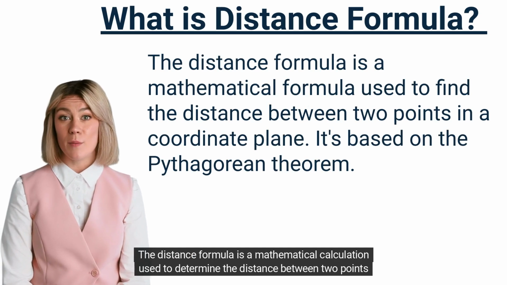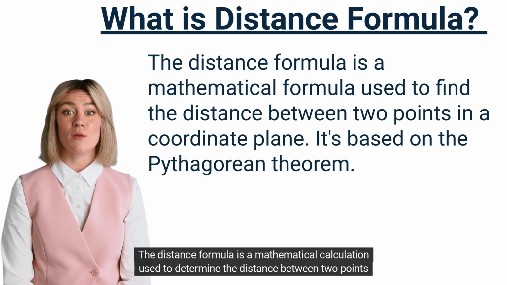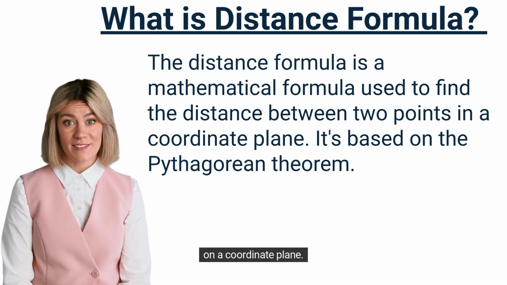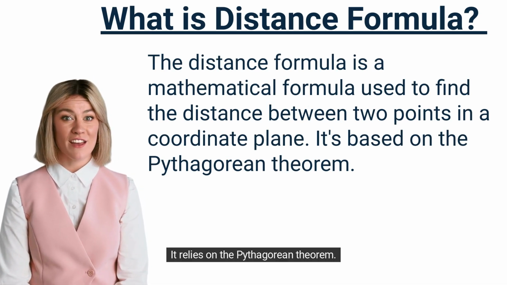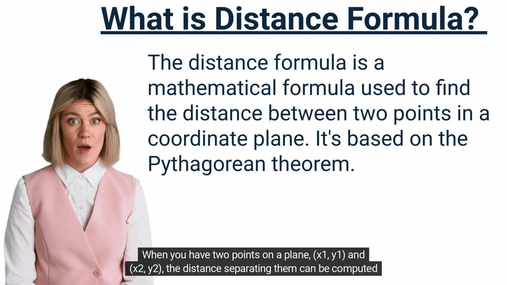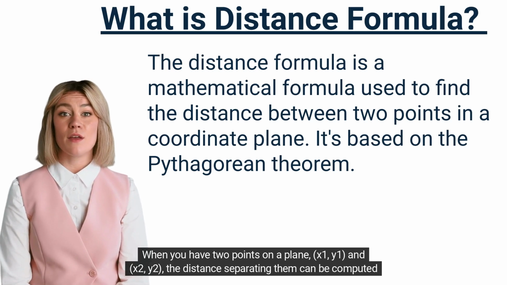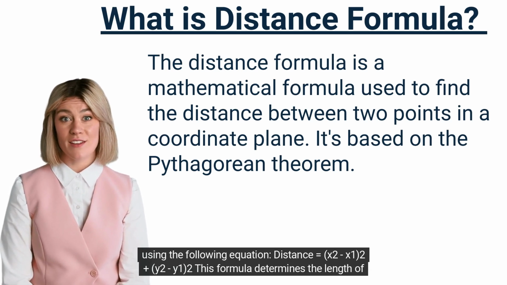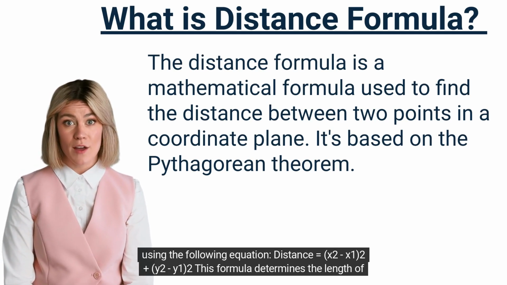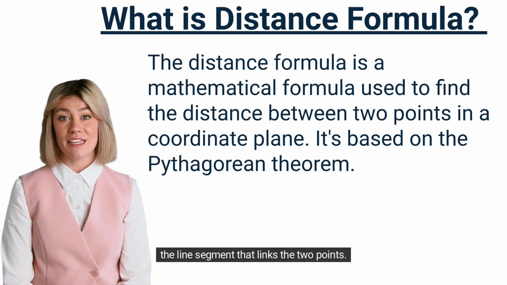The distance formula is a mathematical calculation used to determine the distance between 2 points on a coordinate plane. It relies on the Pythagorean theorem. When you have 2 points on a plane, (x1, y1) and (x2, y2), the distance separating them can be computed using the following equation. Distance equals the square root of (x2 minus x1) squared plus (y2 minus y1) squared. This formula determines the length of the line segment that links the 2 points.